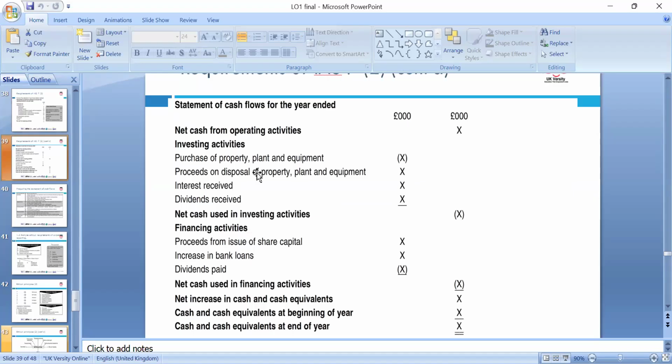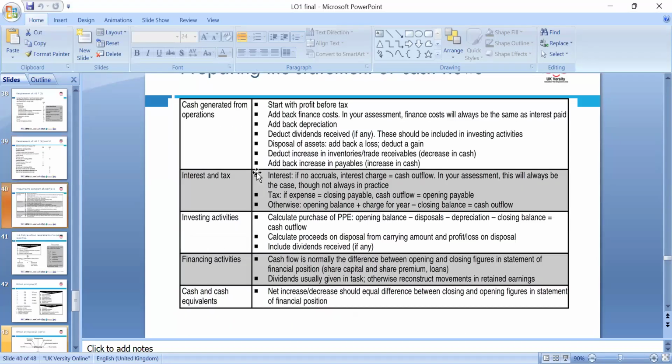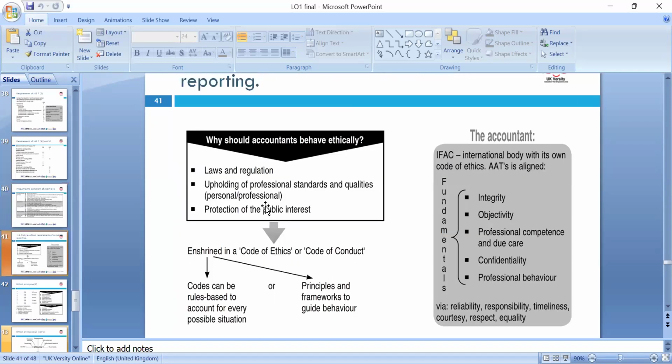So this is the template of the cash flows, what comes under investing, financing, and operating activities as we discussed. So please pick the points and we will go through some questions in the next lesson.